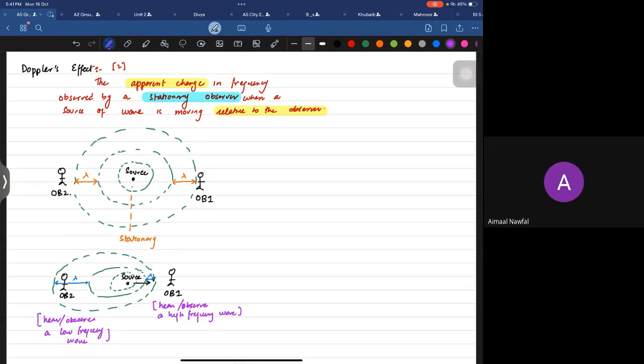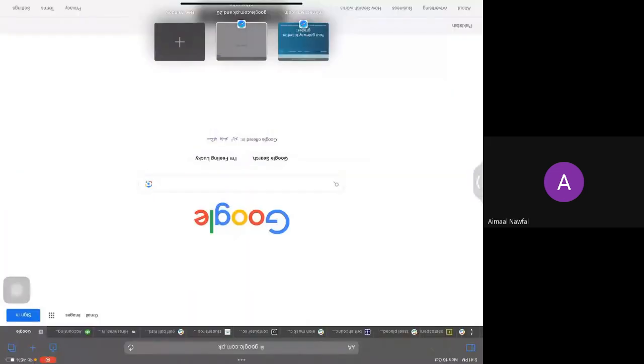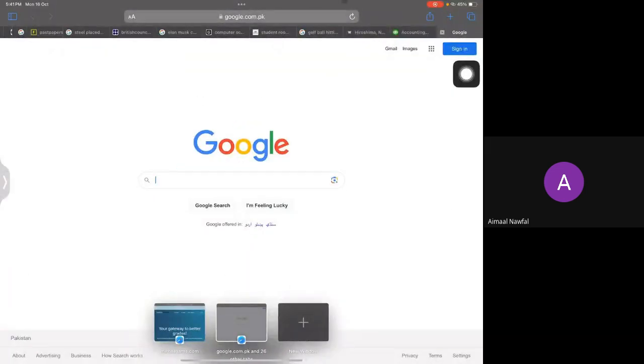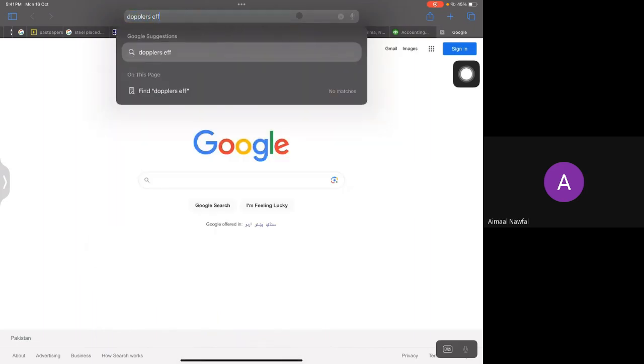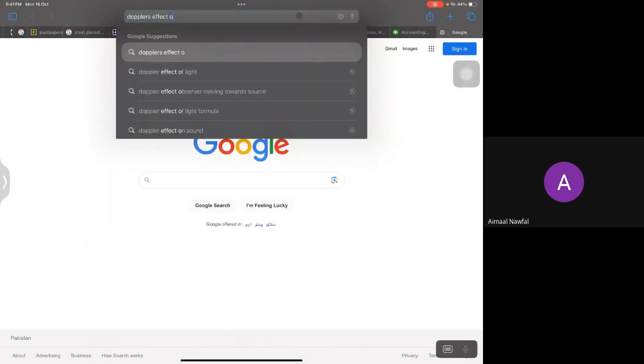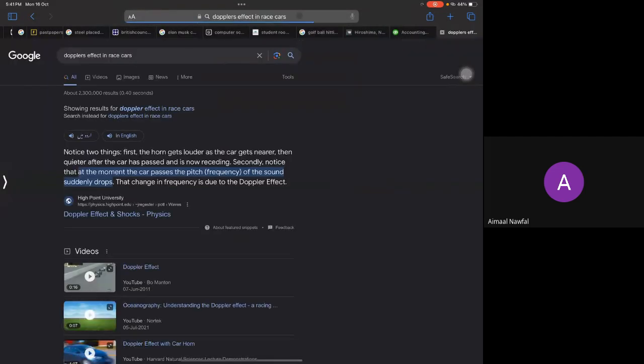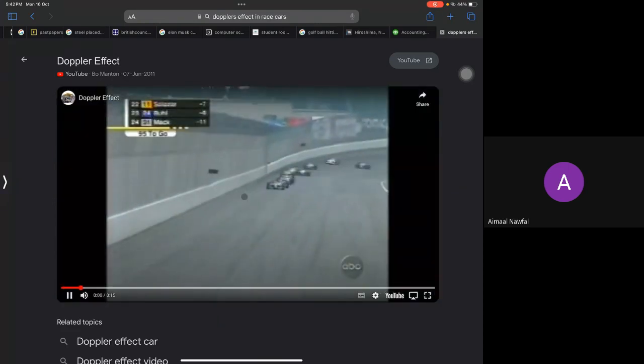All right, kids. So this is pretty good. Now I just want to show you a very interesting thing. You don't have to go anywhere. Let's write Doppler's effect in race cars. Okay, so you can actually check this video on your own as well. I don't know if you can hear the sound, I'm not sure about that, but it should look something like this.